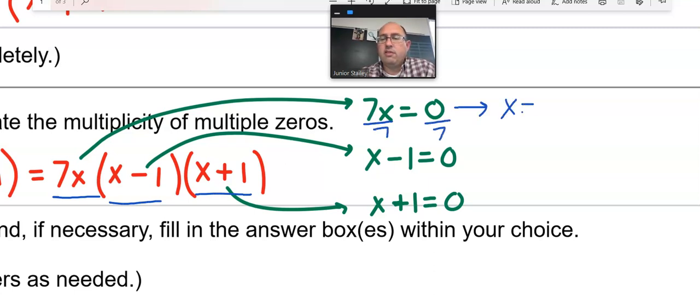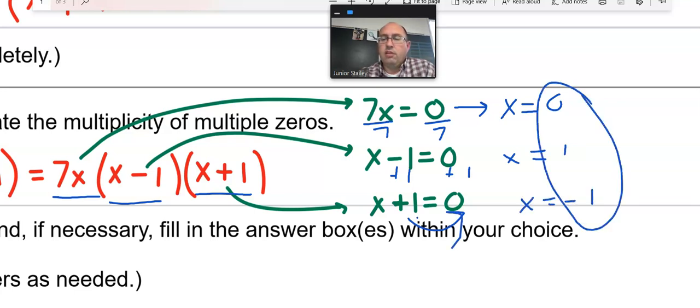Okay, so that means that 0 is one of our x-intercepts. And of course, we're going to add 1 and get 1. And of course, we're going to subtract 1 and get negative 1. So those are the 3 answers, okay?